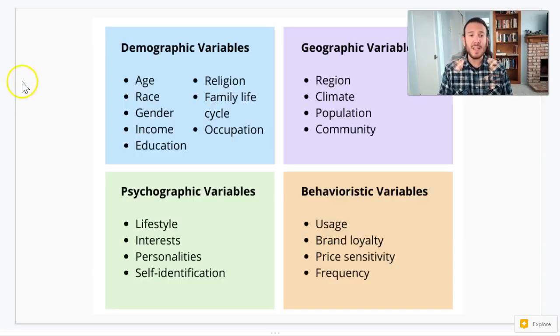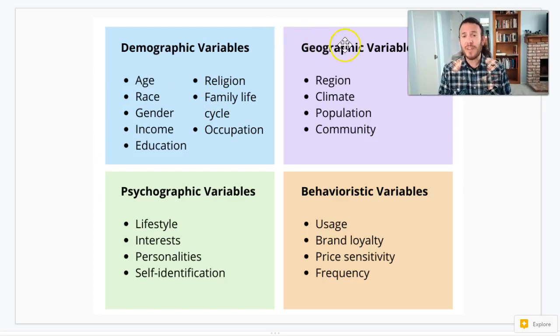Before we get there, let's take a look at the 4 quadrants of the market segmentation analysis. This is what you all will be doing for your final project strategies to get an in-depth understanding of who your customer is. We start by first looking in the top left quadrant at the demographic variables of your customers. This is what you would find on a census for the government for voting, right? Age, race, gender, income, education, religion, family, life cycle, occupation. These are the things that, without detail, define us.